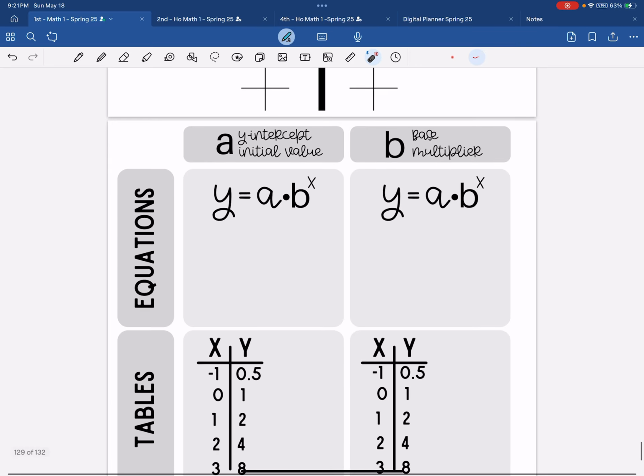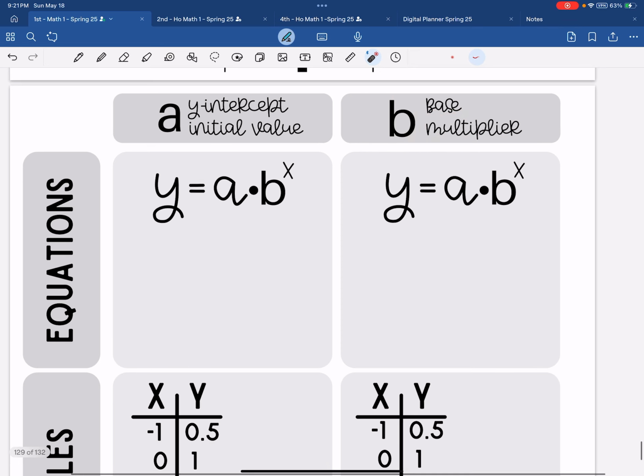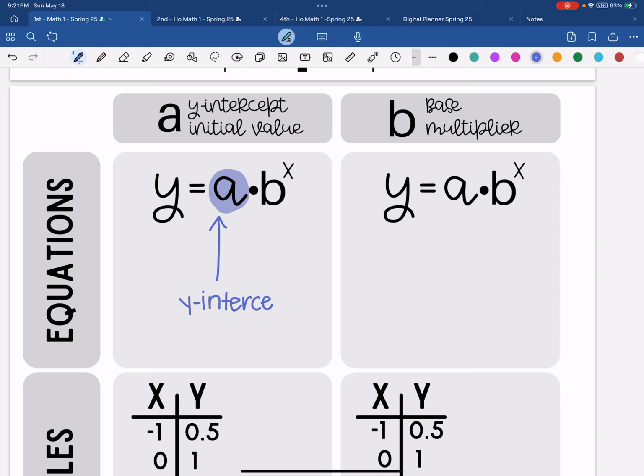All right, so let's go look at a chart and look at the key features that we've discussed in different formats. On this side, we have the y-intercept. My a value is the y-intercept, the initial value. My b is my base or my multiplier. That's what we're going to multiply by each time. When we look at an equation, my a value is always the number being multiplied in the front. And again, that a value is my y-intercept. Just remember, if you do not see the a value, it's automatically a 1.